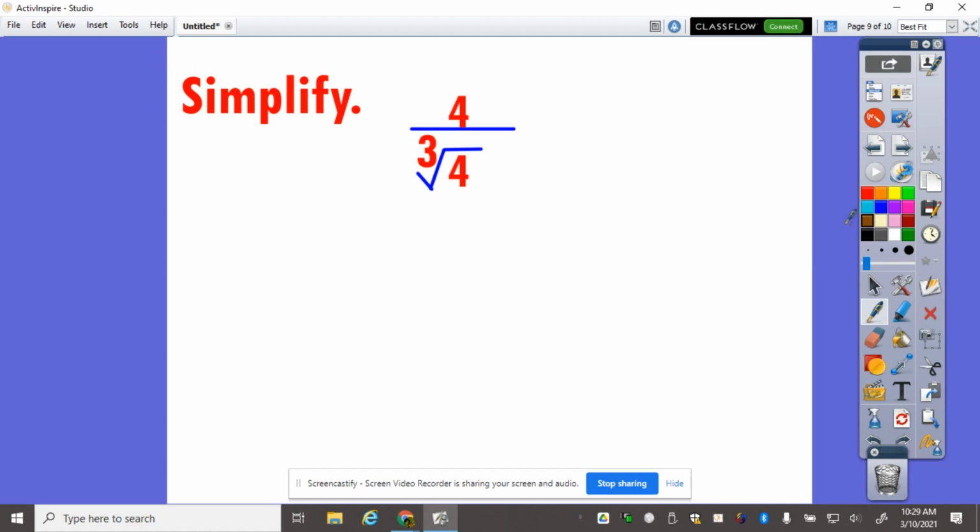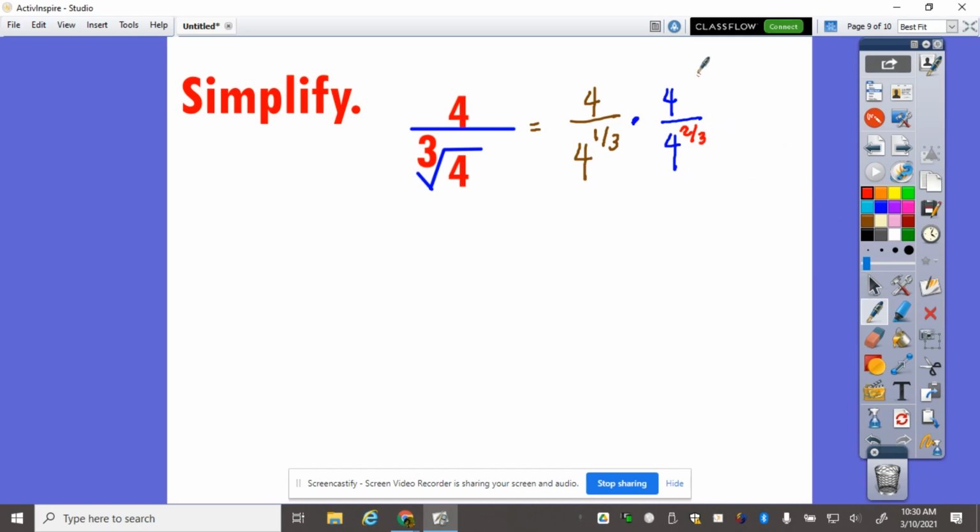Next, 4 over cube root of 4. Again, we will convert this to exponential form, 4 to the 1/3. Okay, now I need you to pay attention here closely. You have to multiply the 4 here by an exponent that will make the denominator equal to 1. And the only way that it will make it equal to 1 is if the exponent of 4 is 2/3.